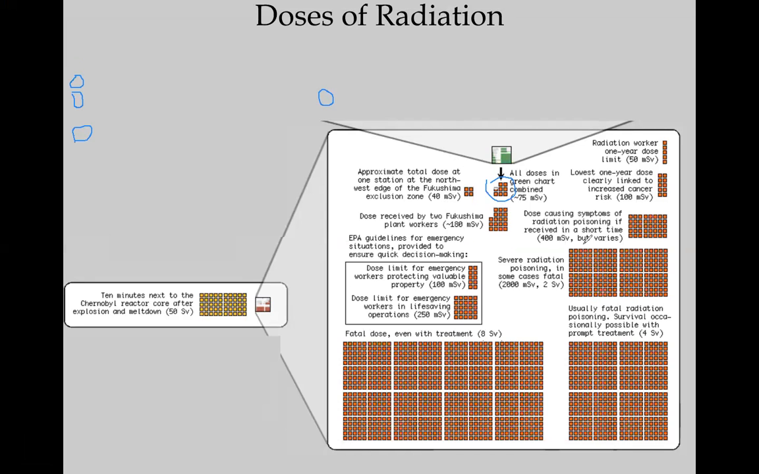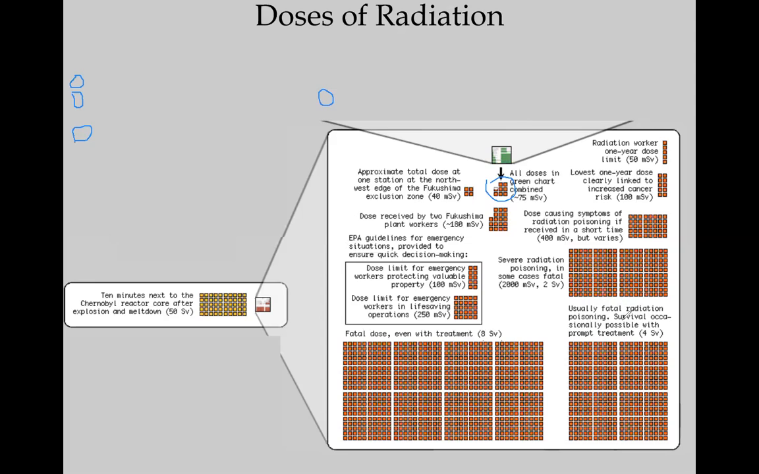Now we're looking at things like what's a fatal dose, even with treatment? 8 sieverts, okay? Which is a lot. I mean, that's a lot of these events all at once. So you have to have a lot of CTs, a lot of mammograms done all at once to really kill you. Right? So they're pretty benign.